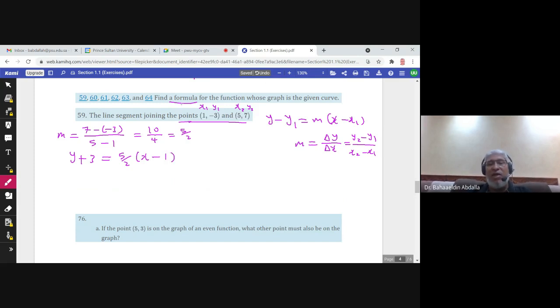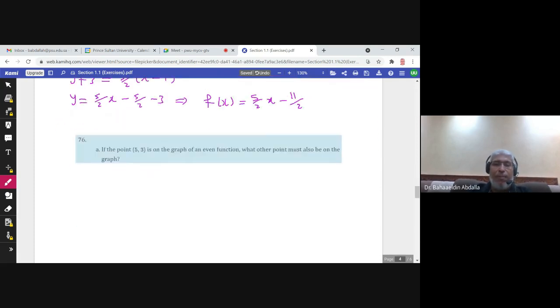Now he said find the formula for the function. Well, the function is y, so I can replace y by f of x. So I will have 5 over 2 times x minus 1 times 5 over 2. And if you take 3 to the other side, it's negative 3. So the final answer would be f of x equals 5 over 2 x, and negative 5 over 2 minus 3 would give you negative 11 over 2. So that's the required formula.